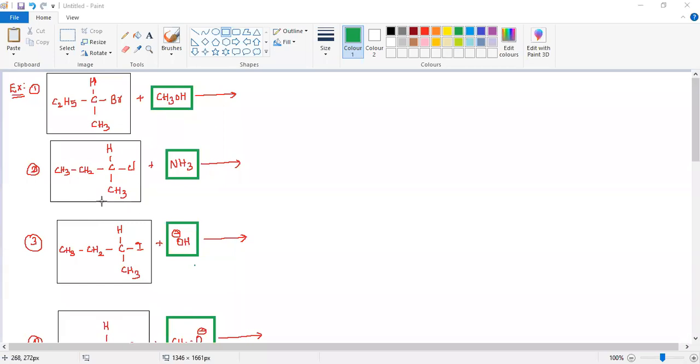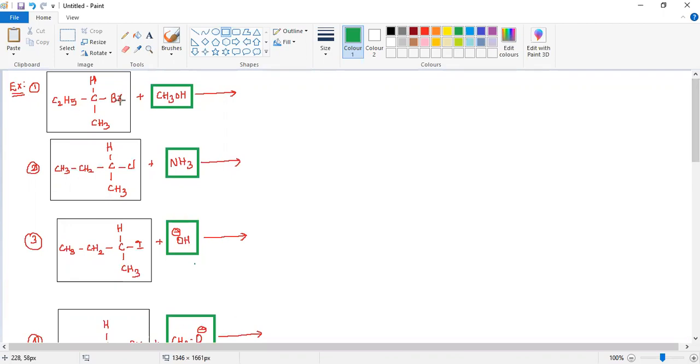Yes beta, here I have given a few examples regarding the SN1 mechanism. In the first one, this is the halogen atom. The leaving group must be attached to a chiral carbon, with hydrogen, C2H5 and CH3 as the different groups.